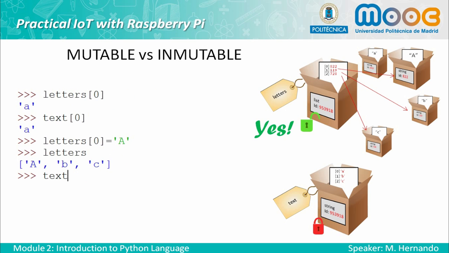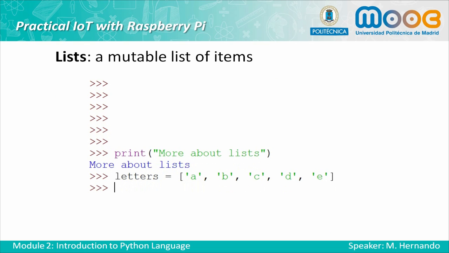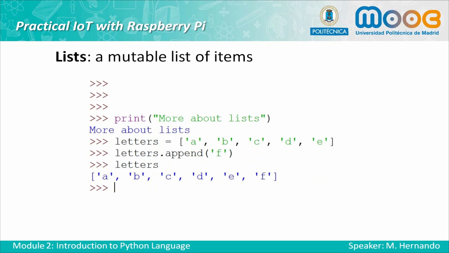So, if I try to modify one letter of the string, Python will throw an error exception, as you can see in the example. You can also add new items at the end of the list by using the append method. We will see more about methods later. So we have the list A, B, C, D, E, and we are going to add the letter F.